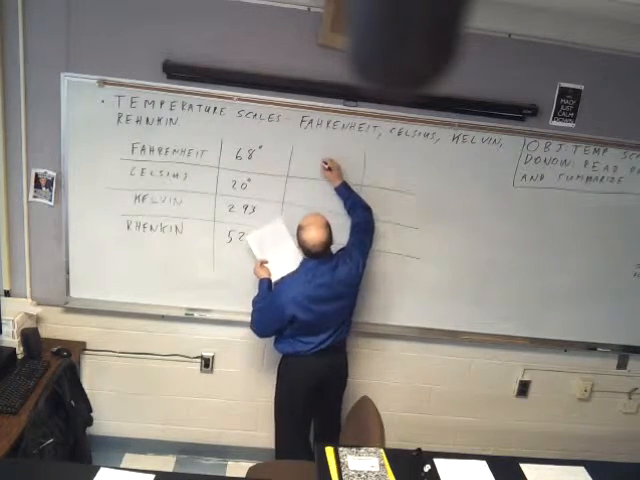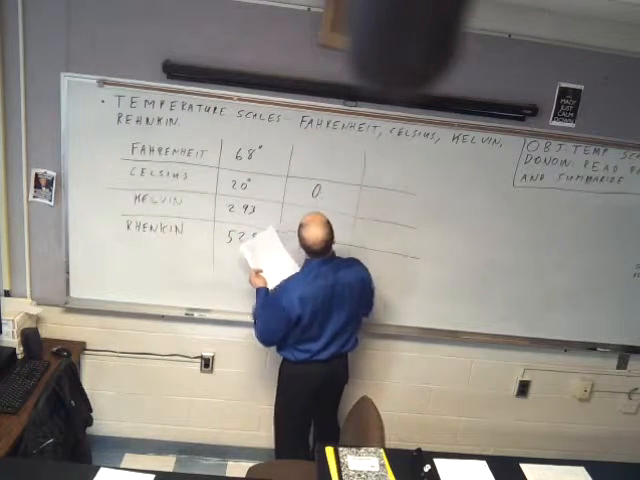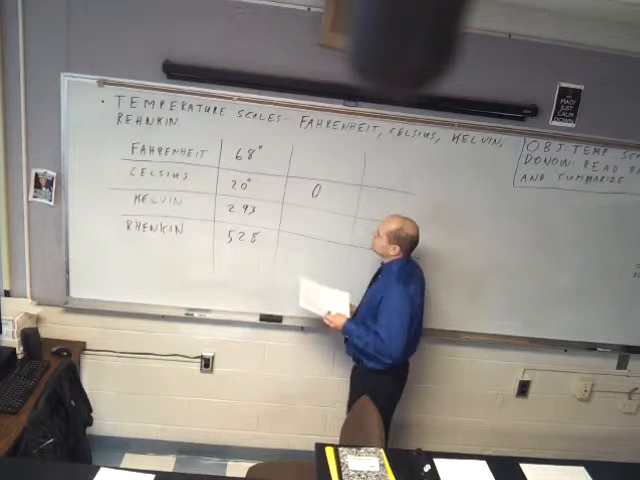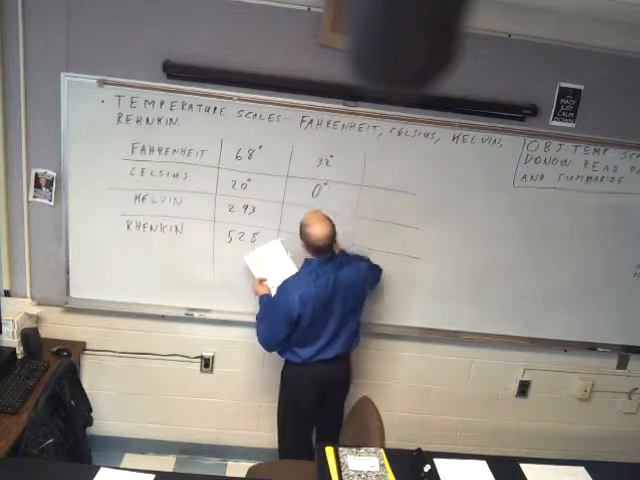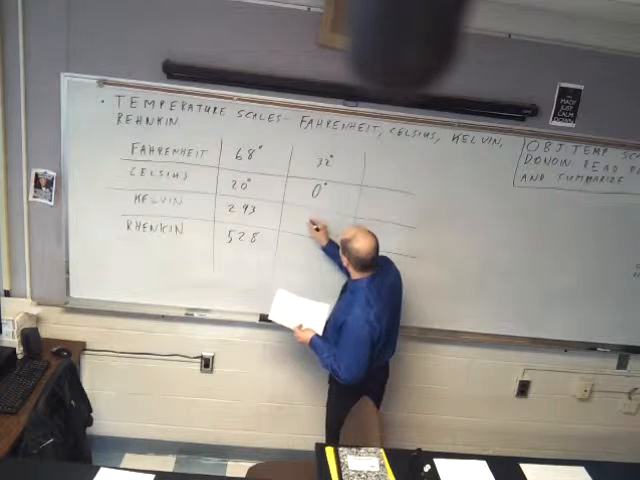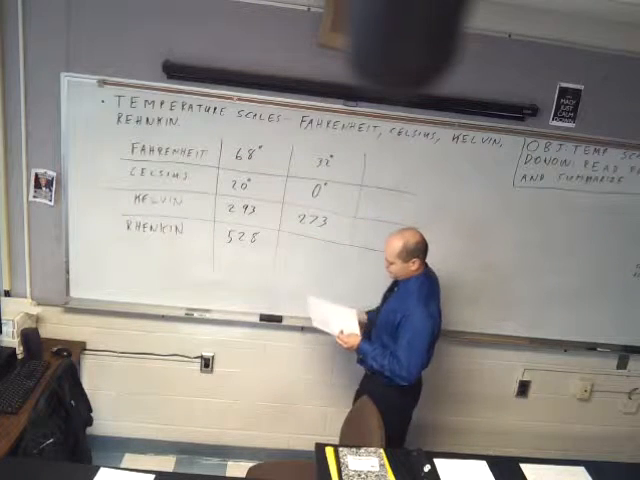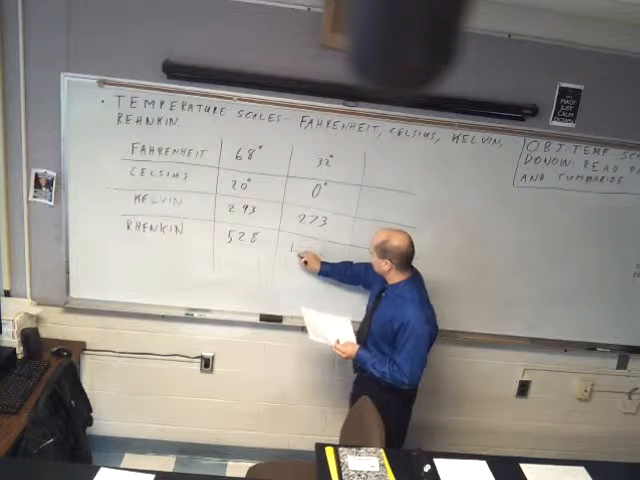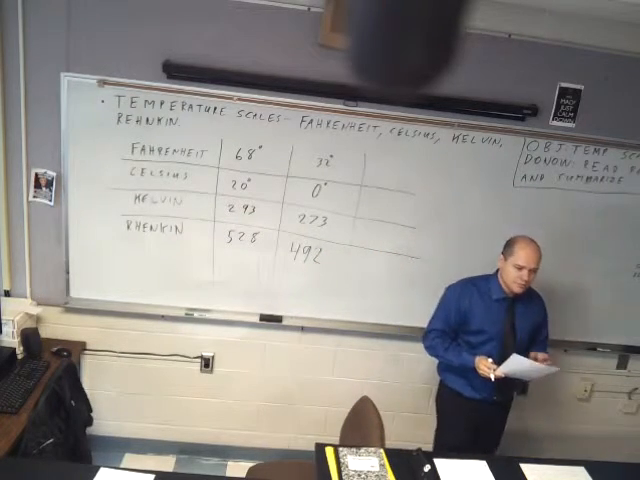Now the freezing point of pure water in Celsius is zero. What is it in Fahrenheit? 32, right? You should have little degree signs. We don't put degrees for Kelvin. I don't know who made up that stupid rule, but that's what we do. 273 for Kelvin, and 492 for Rankin. So this would be a freezing day.